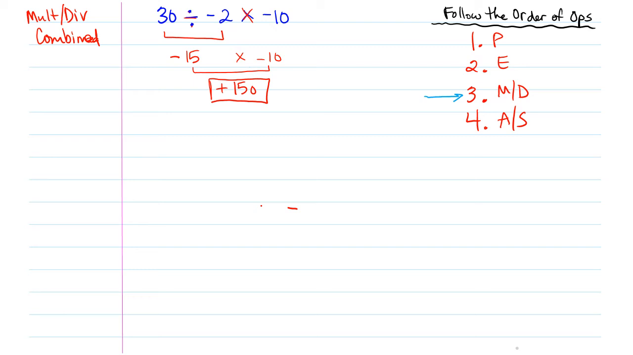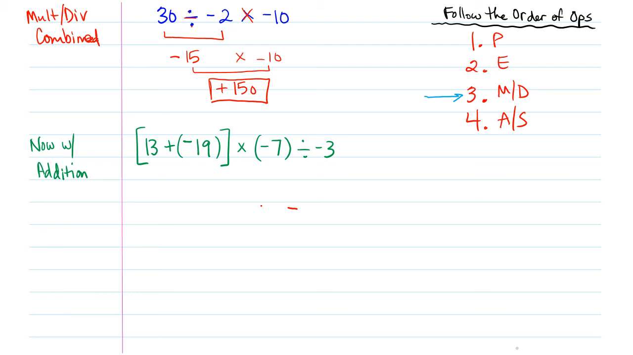Okay, now my next example is going to be now with addition. Okay, still order of operations. So I have 13 plus negative 19 times negative 7 divided by negative 3. So does that give anybody the heebie-jeebies there?